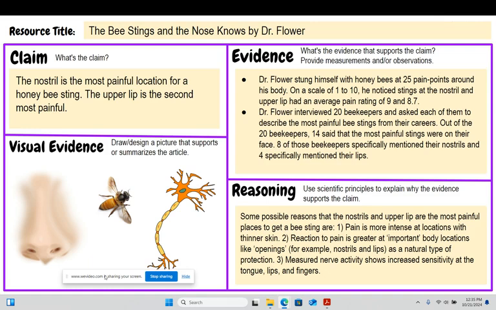Measured nerve activity shows increased sensitivity at the tongue, lips, and fingers. So these three things help to reason why the evidence shows that the most painful places are the upper lip and nose. Okay, where did they find this information? They had some scientific reasoning behind it, things that they may have learned about in the past relating scientific ideas. Okay. Next.